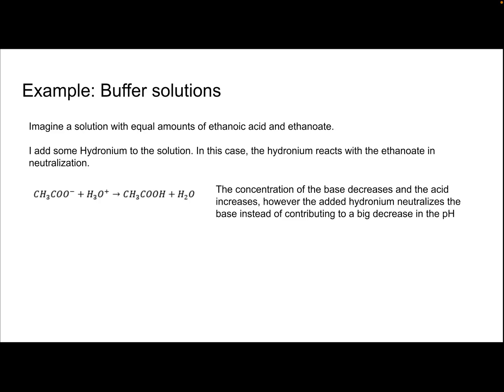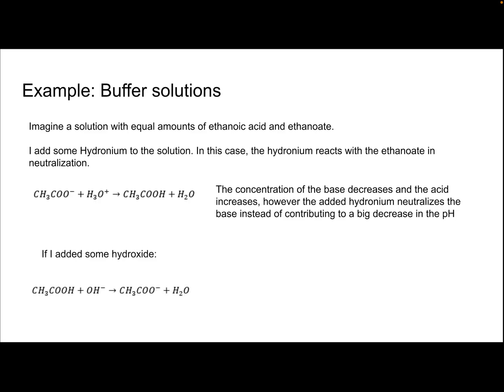So the concentration of the base, which is ethanoate, decreases, and the acid concentration increases. Assuming there's no change in the volume, the acid concentration will increase. However, the added hydronium neutralizes the ethanoate ions instead of contributing to a big decrease in the pH. Therefore, we can say that this buffer solution is resisting the big decrease in the pH when I added the acid. So let's look at if I added the base, which is hydroxide.